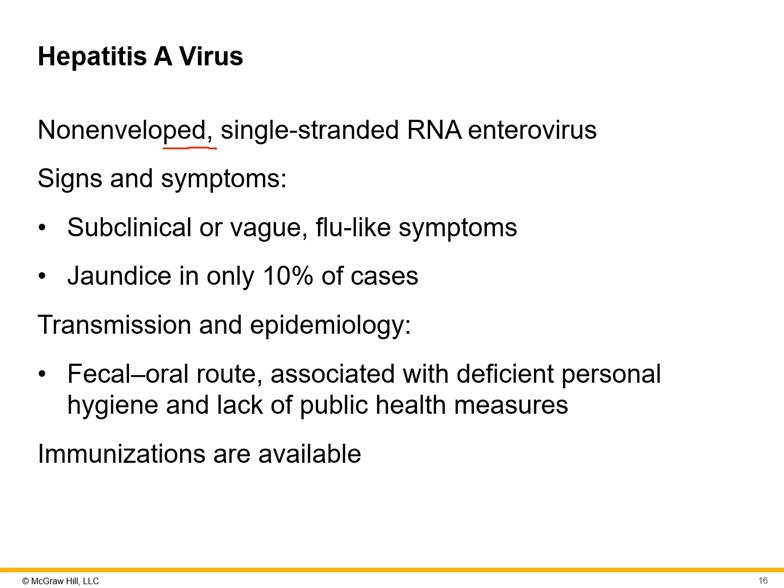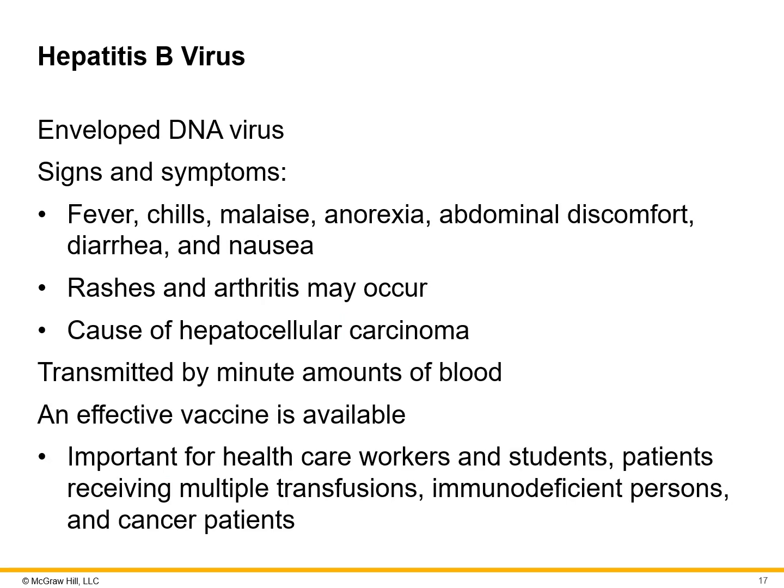Some of the signs and symptoms, so kind of subclinical or vague, so not a lot of symptoms, to flu-like symptoms. Jaundice only in about 10% of the cases. As far as transmission, this is by the fecal-oral route. So again, lack of hygiene and public health measures. Immunization is available for Hep A.